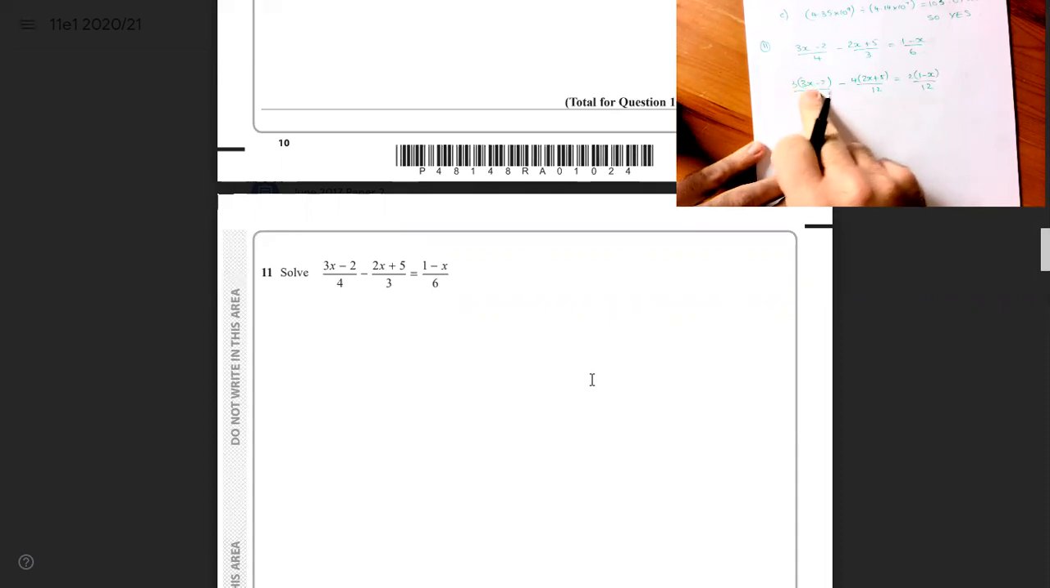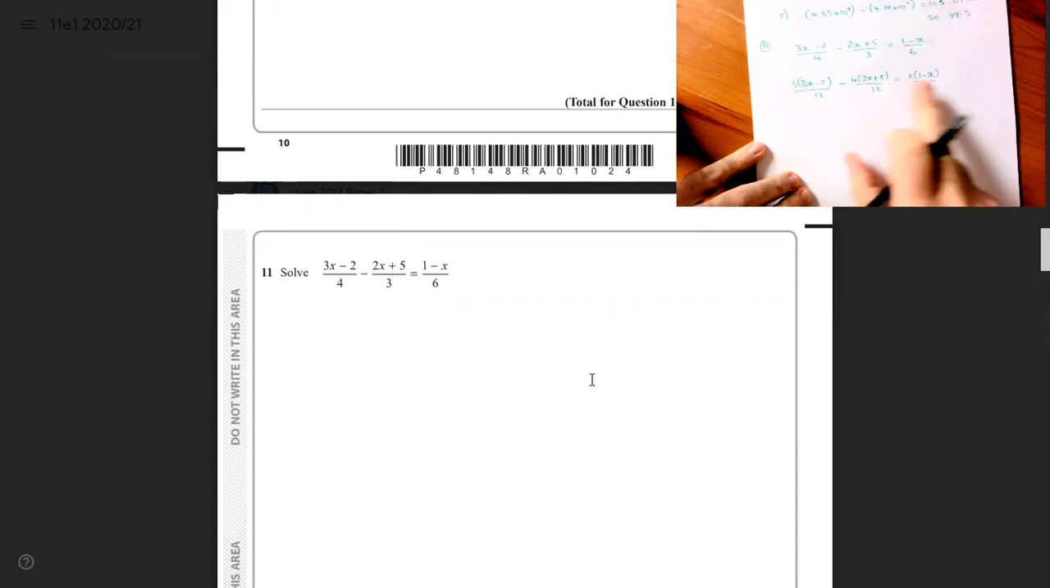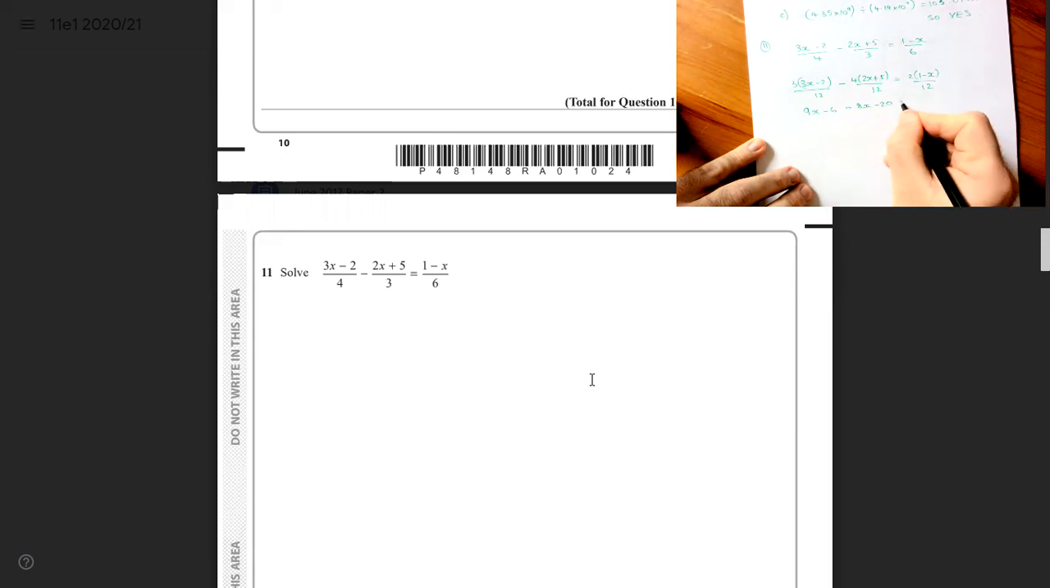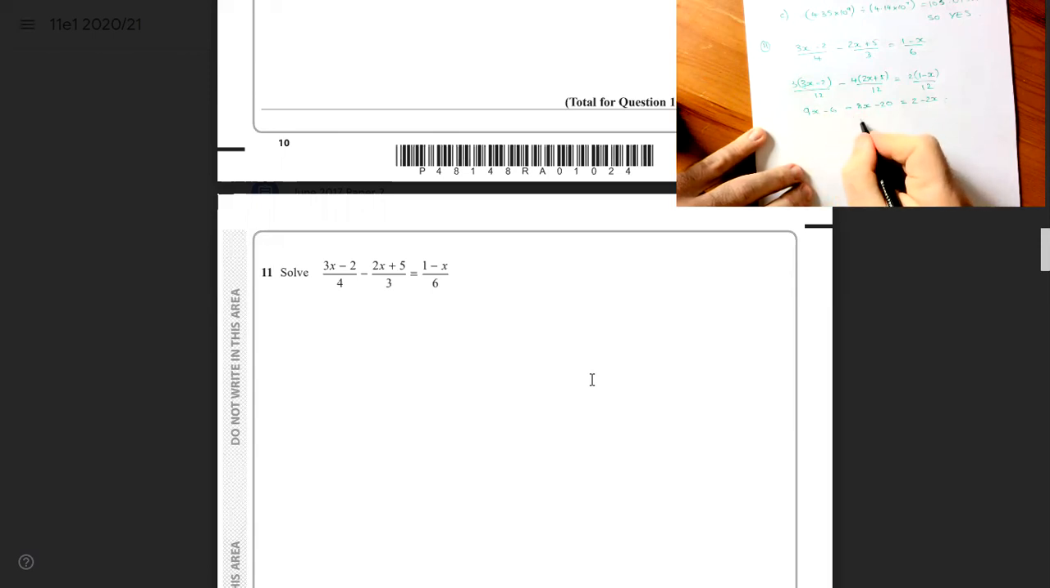Okay, so I'm going to expand the brackets and then just compare the numerators. So 9x minus 6 minus 8x minus 20 must equal 2 minus 2x. So x minus 26 must equal 2 minus 2x. Bring this to this side, 3x, take that to that side, equals 28. So x equals 28 over 3, which is 9 and 1/3.